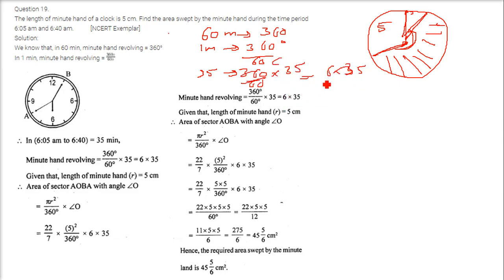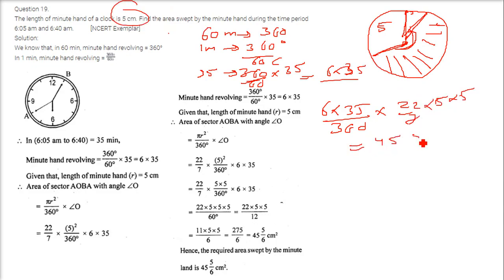Now this is the minute hand revolving, and we have to find the area. Area is theta by 360 into pi r square. Theta we just found out. This is 6 into 35 by 360 into pi, 22 by 7 into r square, that is 5 into 5. And this is going to come as 45 5 by 6. This is the answer.